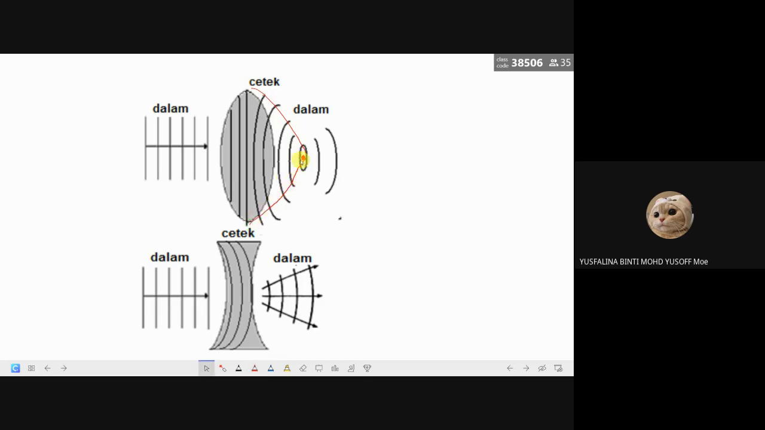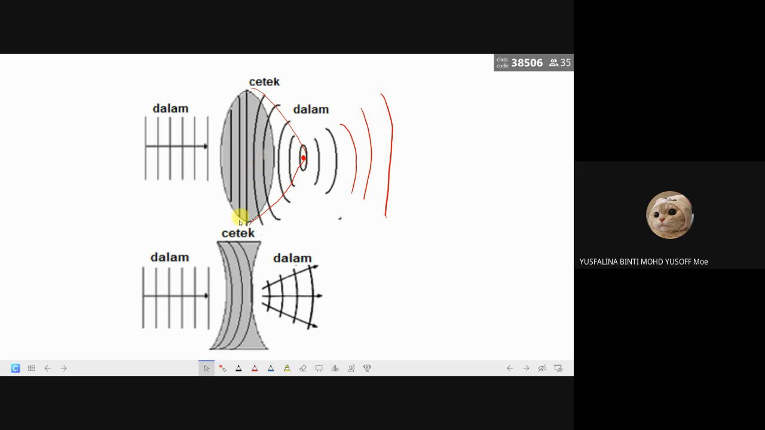Okay. So we call this a convex lens. This is what happens when the waves pass through the convex lens. It will converge into one point. All the waves will converge at one point. Then after that, it will go back to normal. And you can see at this part, the wavelengths are closer to each other, because you put the lens there, so at that part, the depth of the water is decreasing.